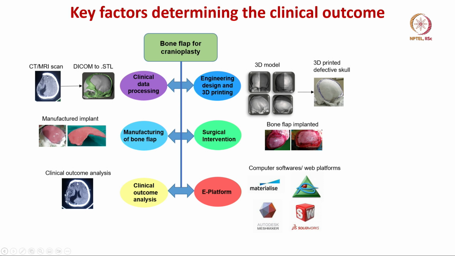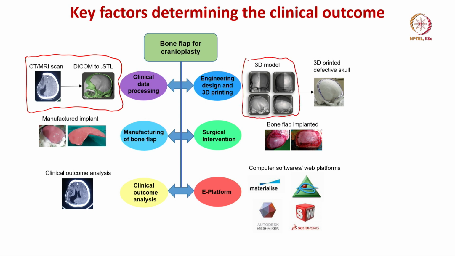So, what are the factors which will determine the clinical outcome? When you consider the bone flaps for cranioplasty, first you get the CT or MRI scan data of the patients, and based on that you define the cranial defect morphology. It is like going from a DICOM image to a stereolithography file, star.stl. Then you give it to a 3D printer. So, a 3D model will be generated, along with the engineering design and 3D printing.